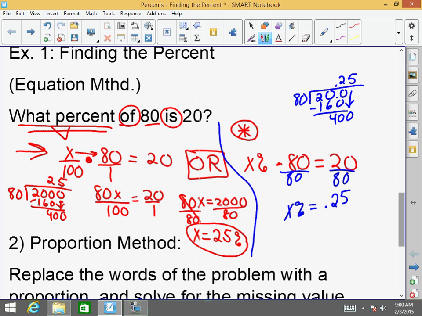A lot of people do like it this way in blue. The only danger doing it here is you're going to forget to move the decimal sometimes. How do you remember? Remember that we're looking for a percent. So I have to move the decimal 2 places to the right. So x equals 25%.